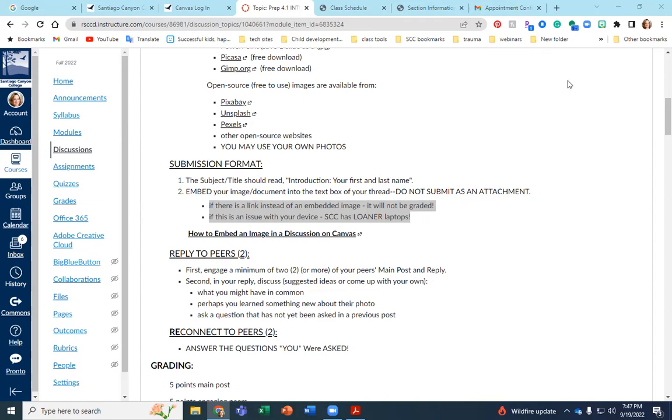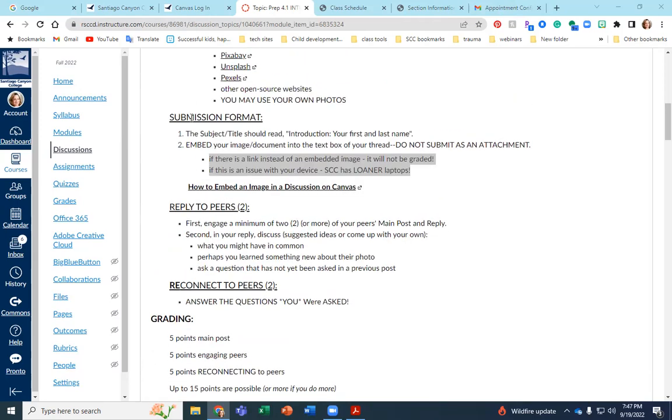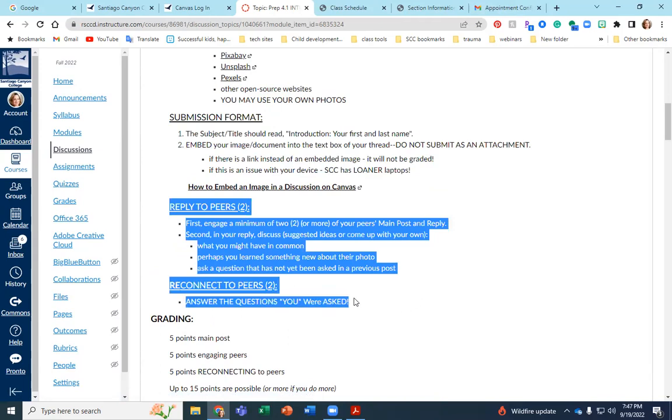Yeah, I'll show you guys how to do that. So then reply to peers and then reconnect to peers. So this one is by Wednesday. And look, I even put a how-to on embedding an image in a discussion on Canvas. I gave you the link to the video. Reply to peers. This is by Sunday and this is by Sunday.